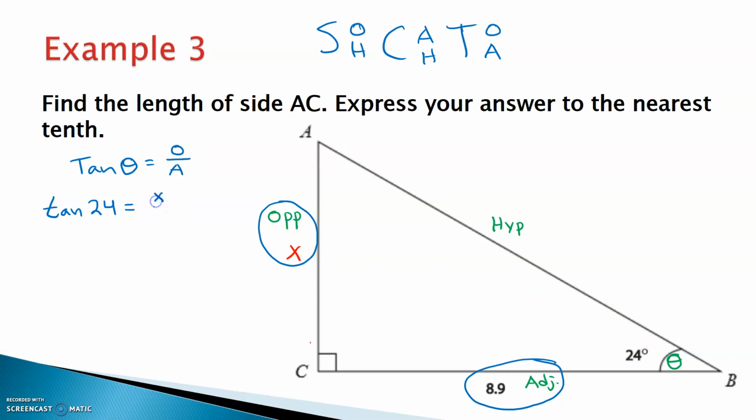That was what I was trying to figure out. Over my adjacent, which is 8.9. So that's the setup you guys should have had. Now again, how do I solve here for X? I need to get rid of that 8.9.